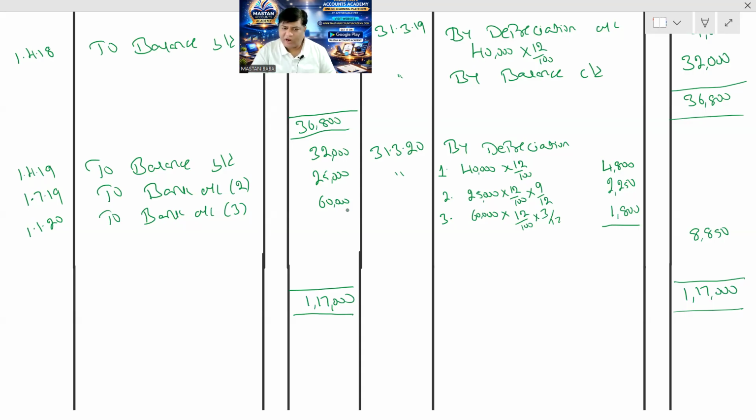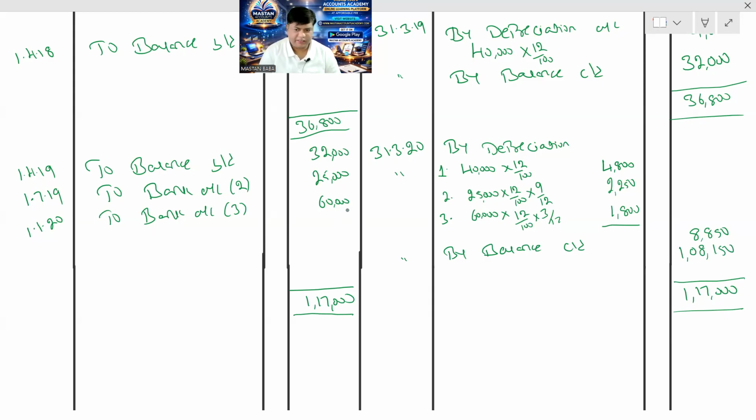Now balance: 1,17,000 minus 8,850. So how much do we get here by balance carried down? By balance carried down, you'll get 1,08,150. 1,08,150. So 850 plus 150,000, 8,816, 16 plus 117.